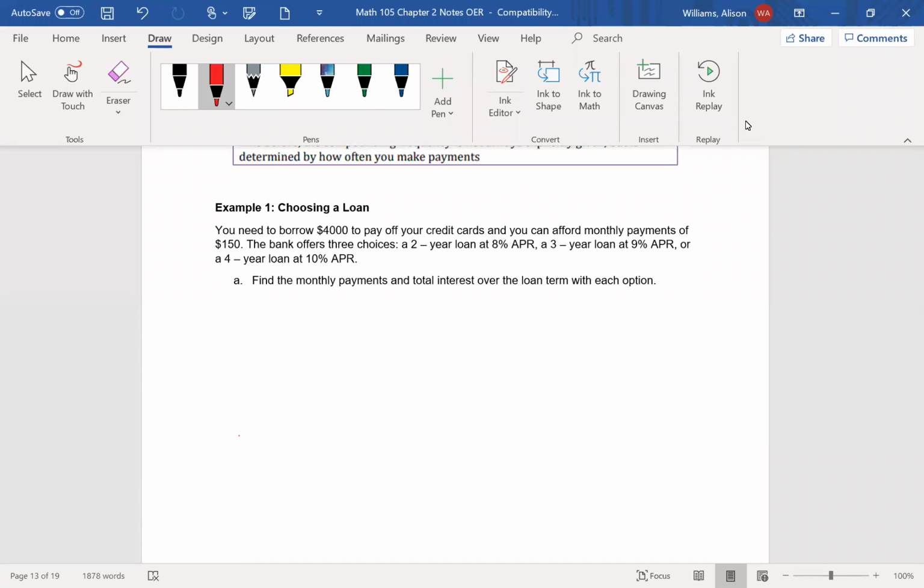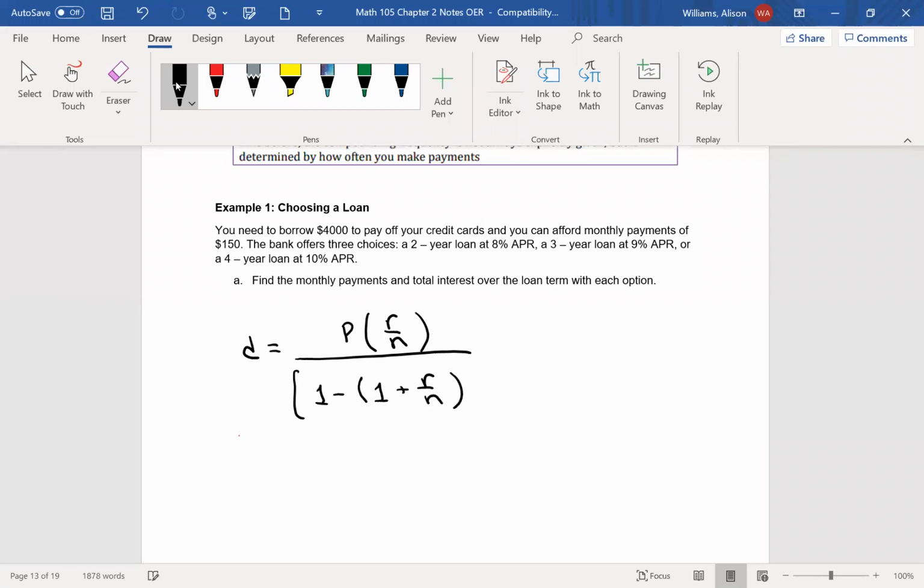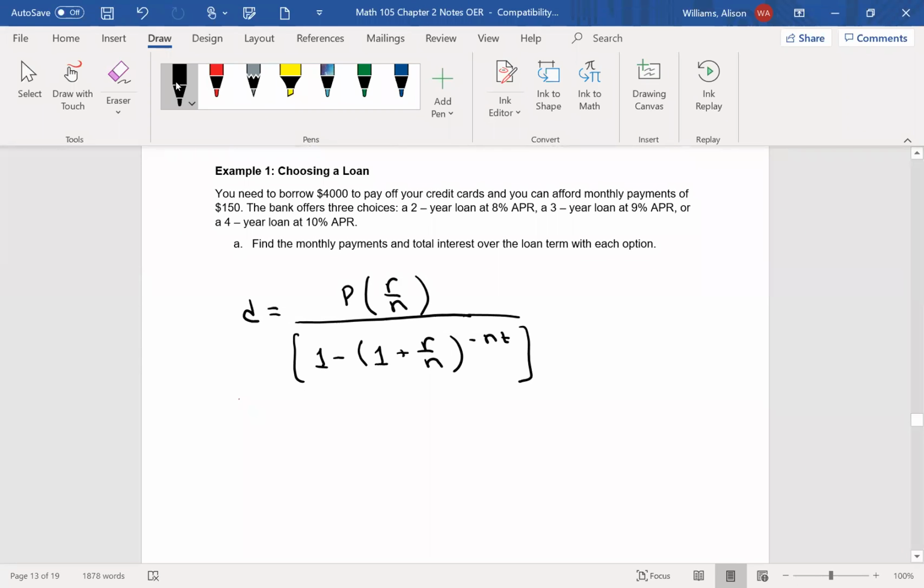All right, so let's calculate the loan payments for each scenario. I'm going to write the formula down. So we're doing the payment one. This is P times R over N, all over 1 minus (1 plus R over N) to the negative NT. I'm probably not going to have enough space to do each problem, so I'll have to erase as we go, but we'll keep track of the answers for each.